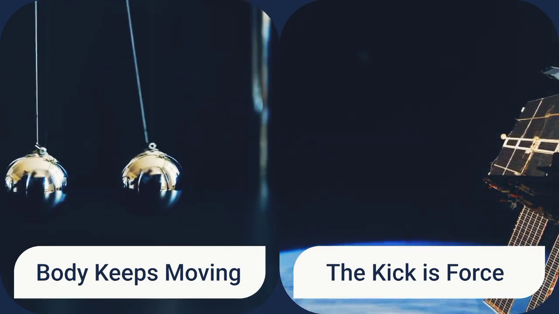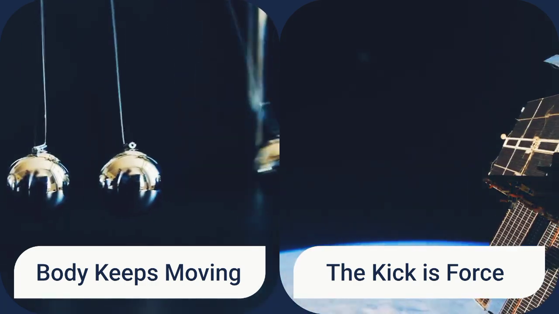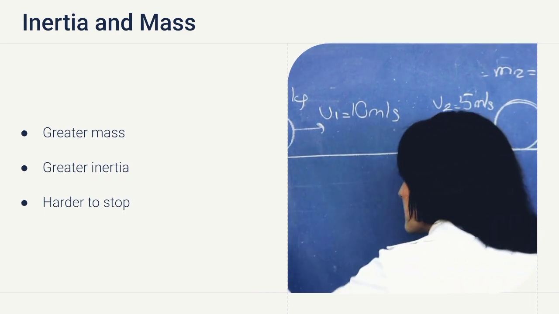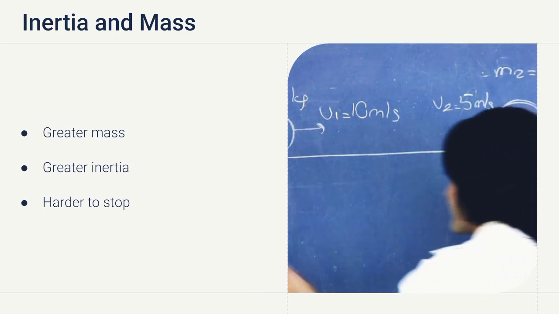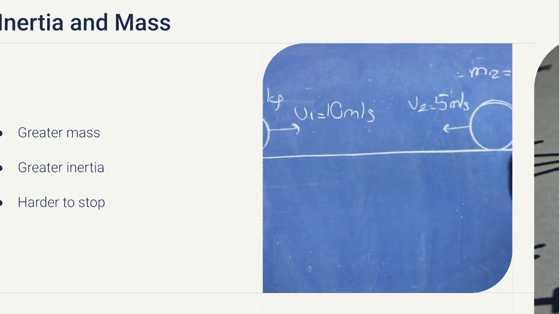Similarly, when a car brakes, your body moves forward because it wants to continue moving. This resistance to change is inertia. The heavier an object is, the greater its inertia. That's why stopping a bicycle is easy, but stopping a massive truck requires much more force. Newton's first law is truly everywhere.